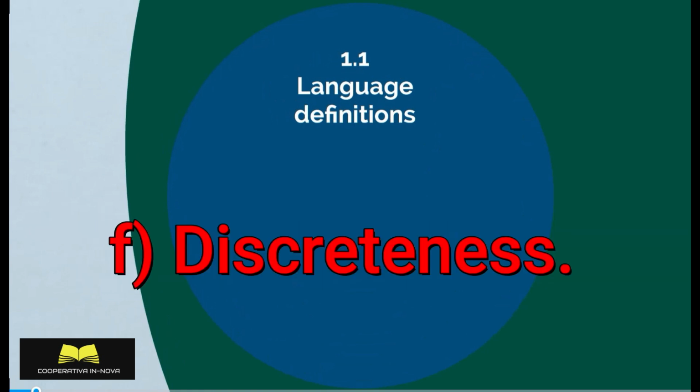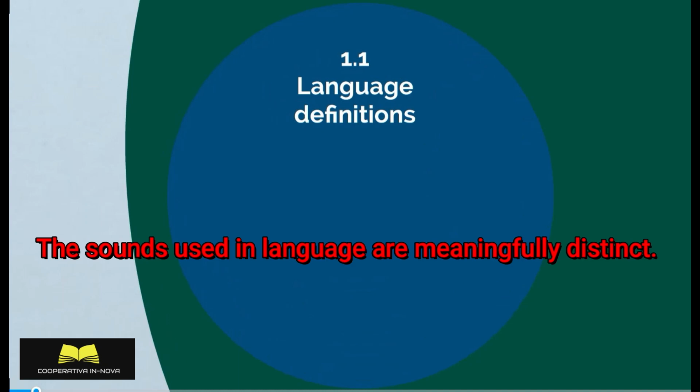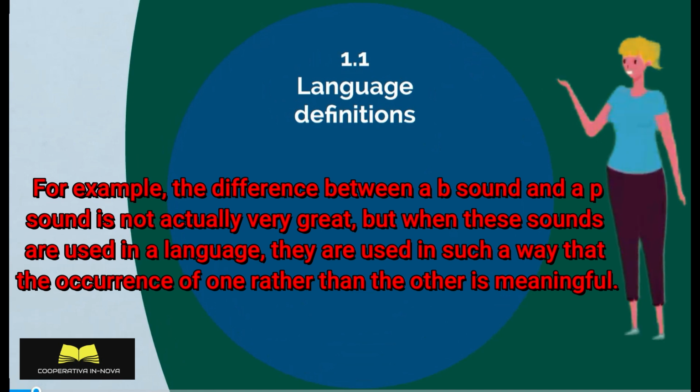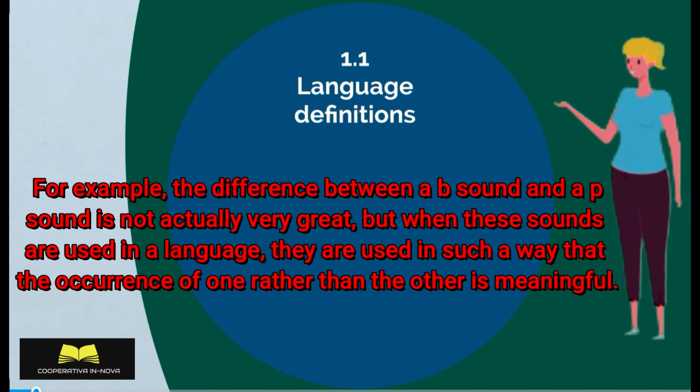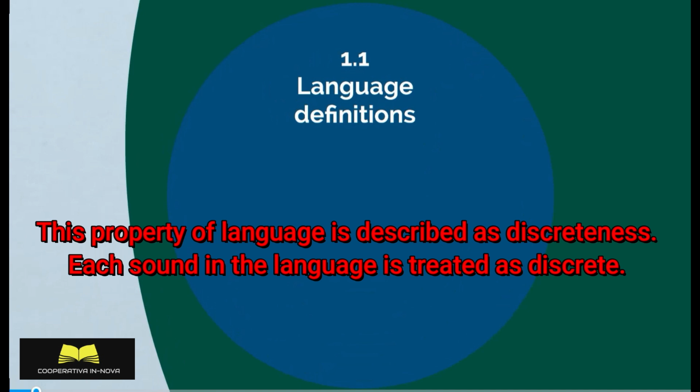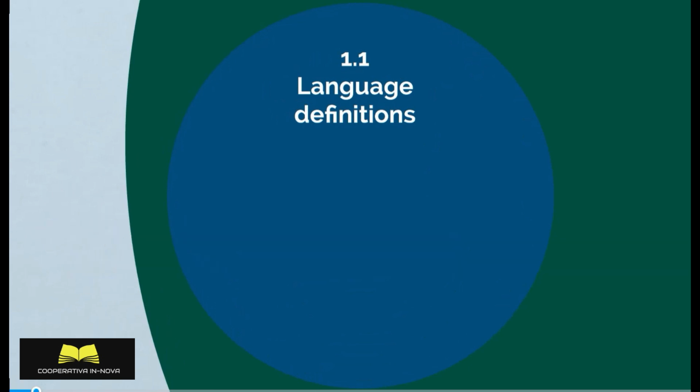F. Discreteness. The sounds used in language are meaningfully distinct. For example, the difference between a B sound and a P sound is not actually very great, but when these sounds are used in a language, they are used in such a way that the occurrence of one rather than the other is meaningful. This property of language is described as discreteness. Each sound in the language is treated as discrete.